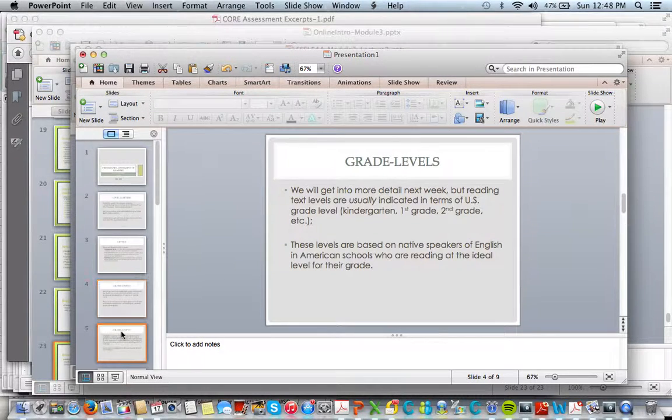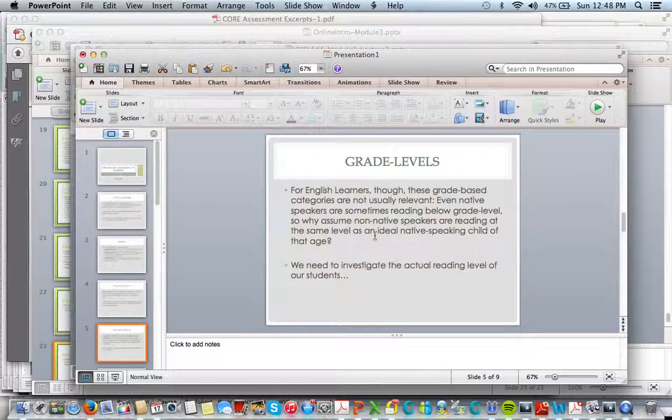But we want to remember that we are working with English learners, not native speakers in regular schools. So for English learners, I think it's obvious, but maybe not so much, that these grade-based categories are not usually relevant. Just because someone's in second grade, if they're an English learner, it doesn't mean they're reading the same as a native speaker of English in second grade. Otherwise, they wouldn't be English learners. They'd be fluent in English, and we wouldn't need to be working with them.